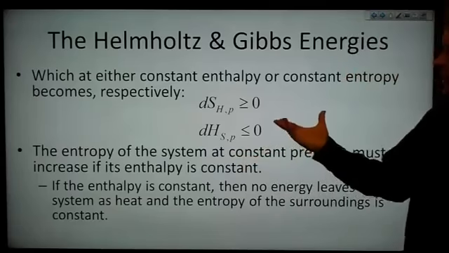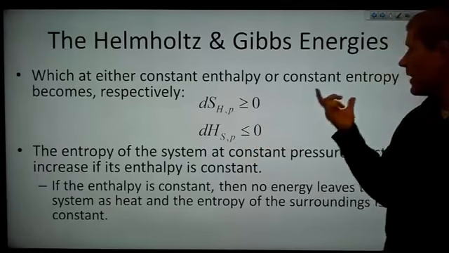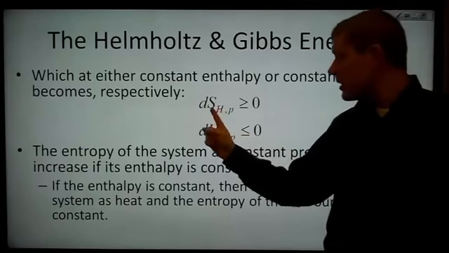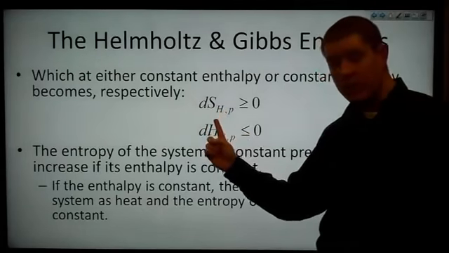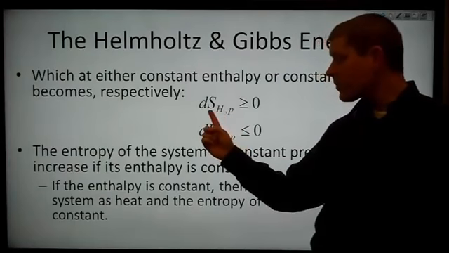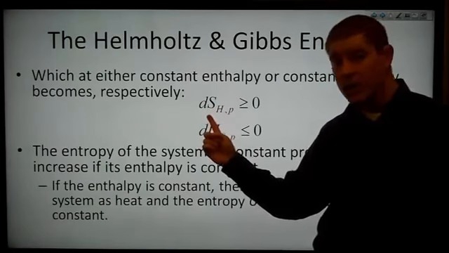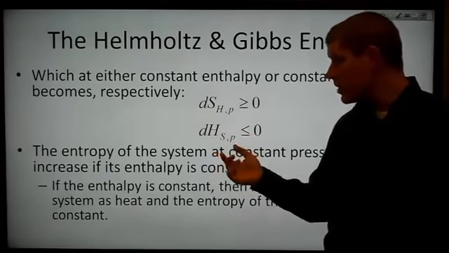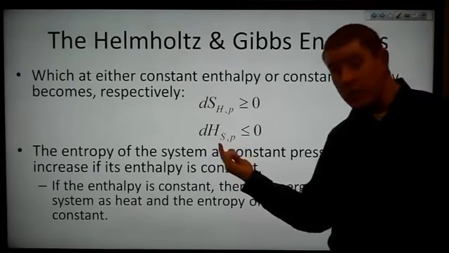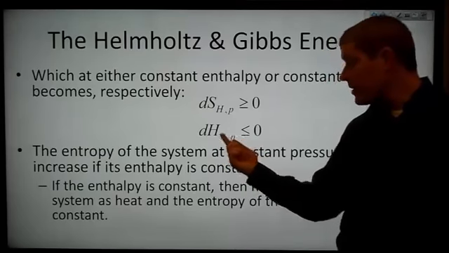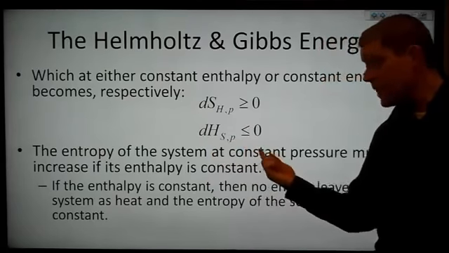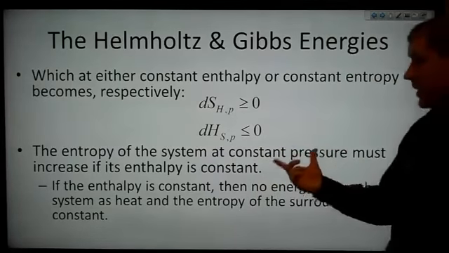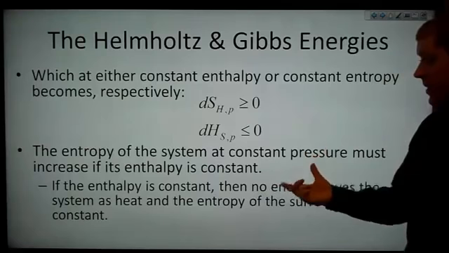And so again, at either constant enthalpy or at constant entropy, we can rearrange that to get two different inequalities. At constant enthalpy, so constant H and constant pressure, the change in entropy must be greater than or equal to 0 for some spontaneous change. And at constant entropy and constant pressure, the enthalpy change must be less than or equal to 0.